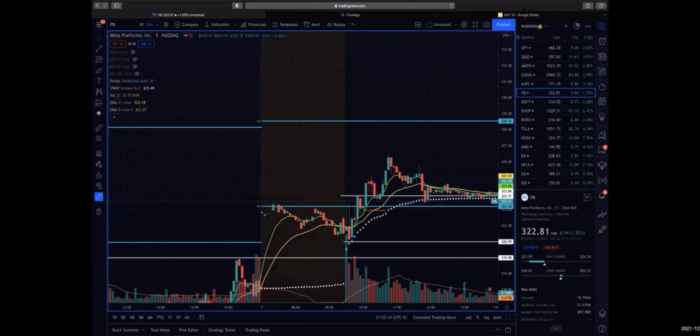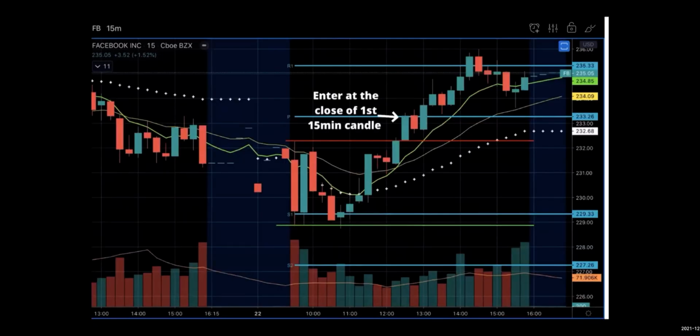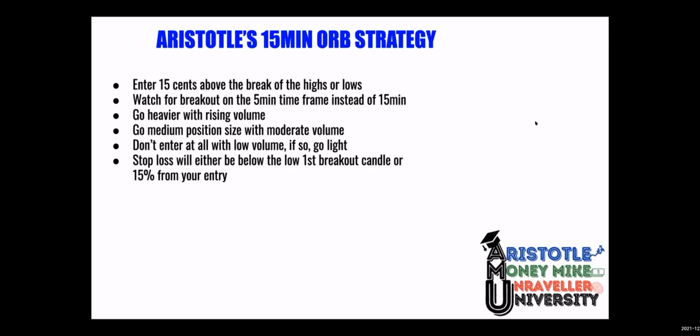The ORB, right, is just a 15-minute day trading strategy. So this is Aristotle's ORB. I enter 15 cents above the breakout highs or lows. I watch for breakouts on the 5-minute time frame instead of the 15. I go heavier with rising volume. I go medium size with moderate volume, but it has to be rising. Don't enter at all with low volume. If so, go light. So I recommend not entering with low volume. Stop loss will either be below the low of the first breakout candle or 15% from your entry.